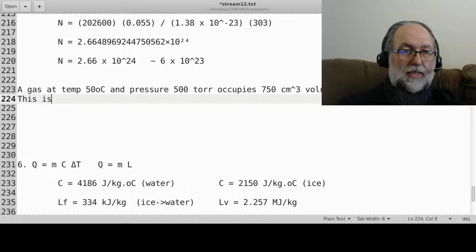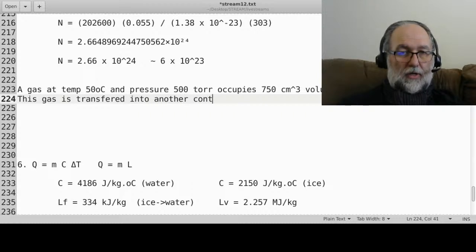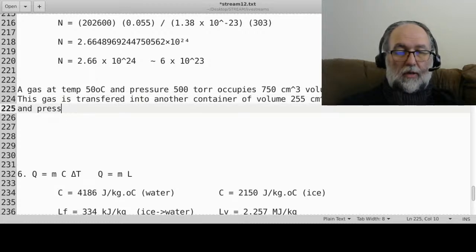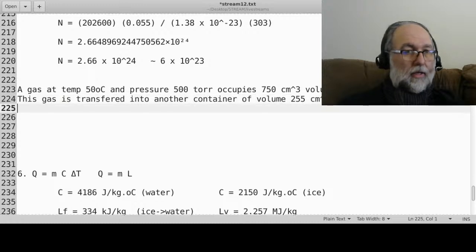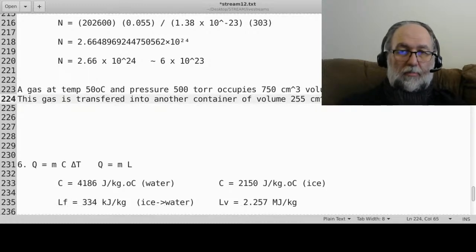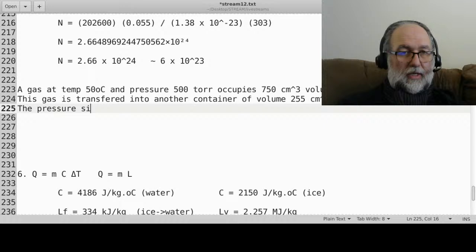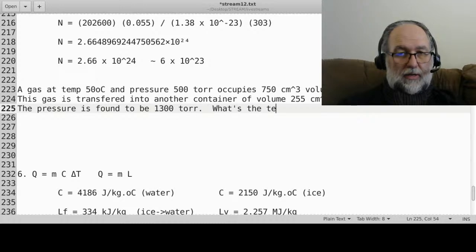In this particular problem, this gas is transferred into another container of volume 255 cubic centimeters. This gas is transferred to another container, period. The pressure is found to be 1,300 torr. What's the temperature?